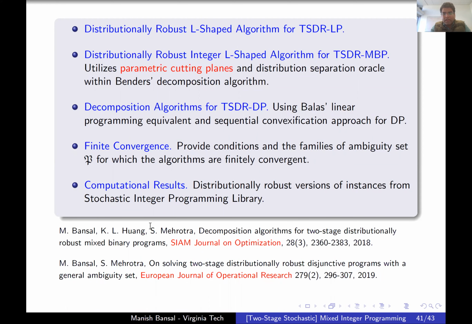We demonstrate that under certain conditions and for a family of ambiguity sets, these algorithms are finitely convergent. And we also consider some computational results for the distributionally robust version of instances from the stochastic integer programming library.